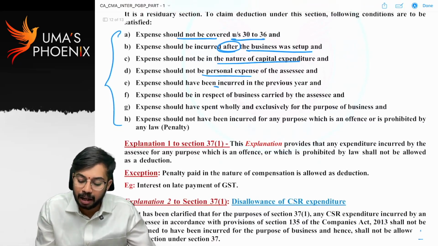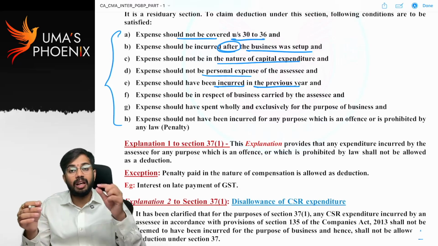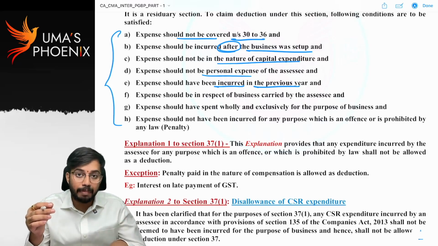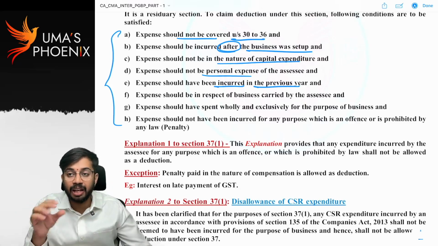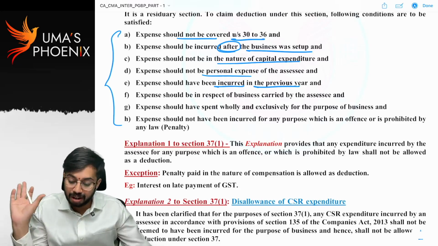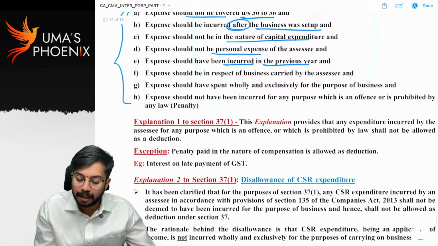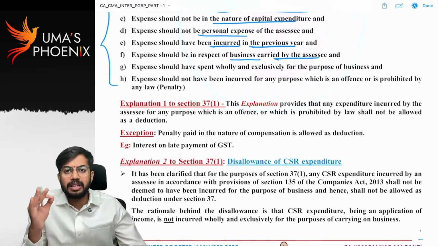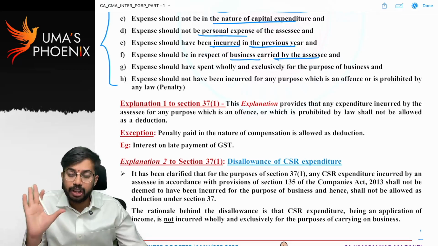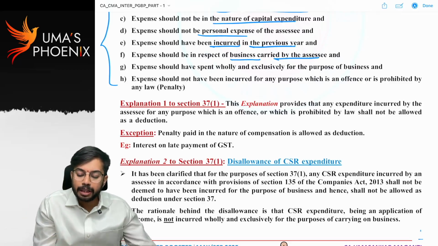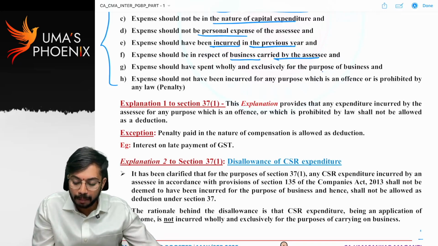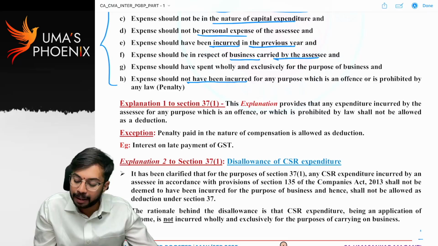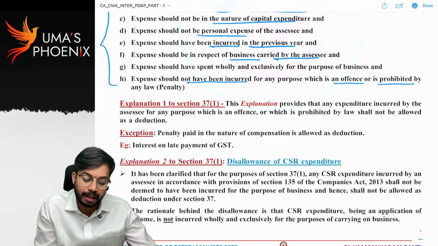Expenditure should have been incurred in the previous year. So only if the expenditure belongs to the current previous year and it is incurred in the current previous year, then only it is allowed as deduction in the current previous year. Otherwise it is not allowed. Expenditure should be in respect of business carried by the assessee. I am quite often saying only business related expenses are allowed as deduction. Expenditure should have been spent wholly and exclusively for the purpose of business. Expenditure should not have been incurred for any purpose which is an offense or is prohibited by law.